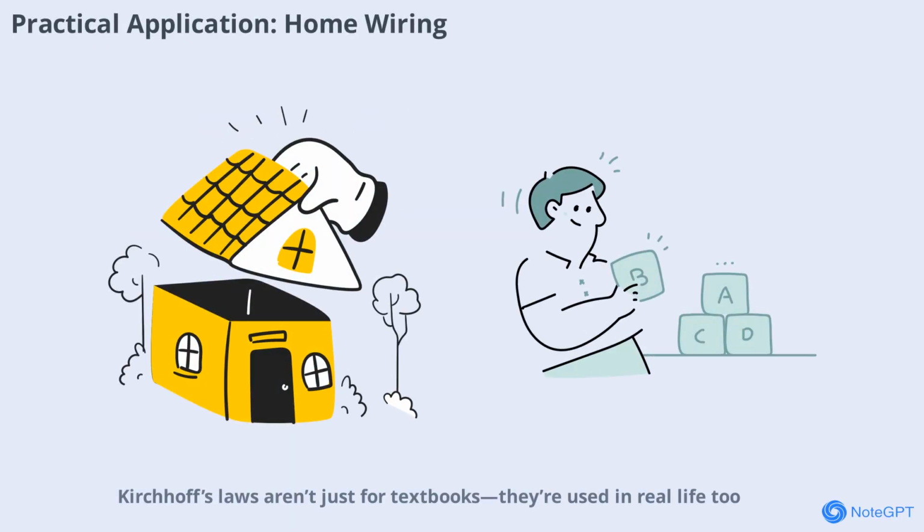Kirchhoff's laws aren't just for textbooks, they're used in real life too. For example, home wiring systems rely on these laws to ensure that current is distributed safely and efficiently. Electricians use KCL and KVL to design circuits that power lights, appliances, and outlets, making sure everything works together without overloading any part of the system.